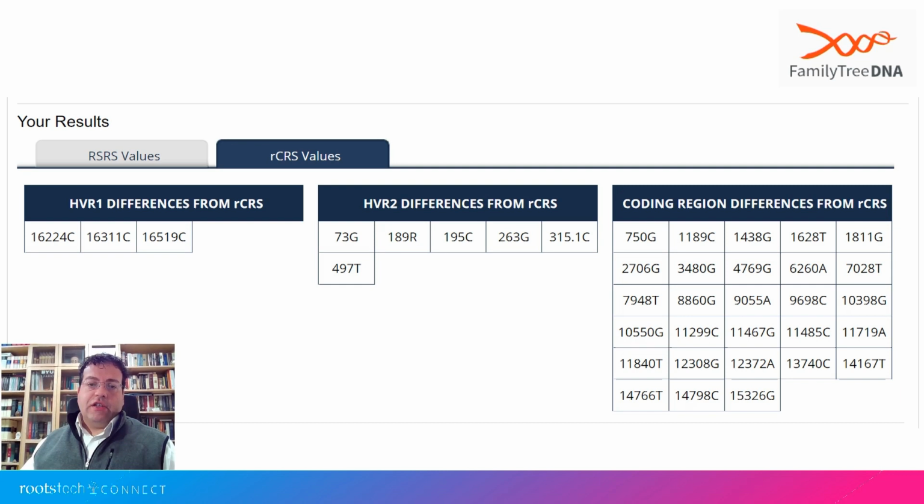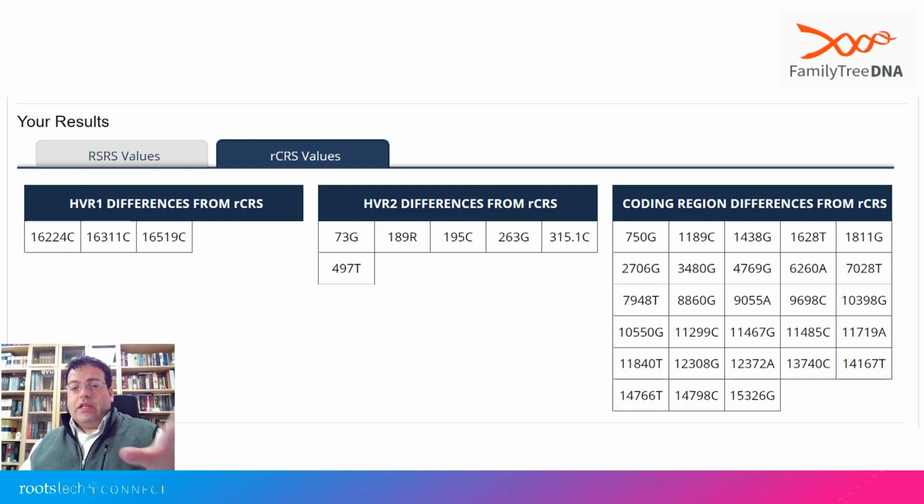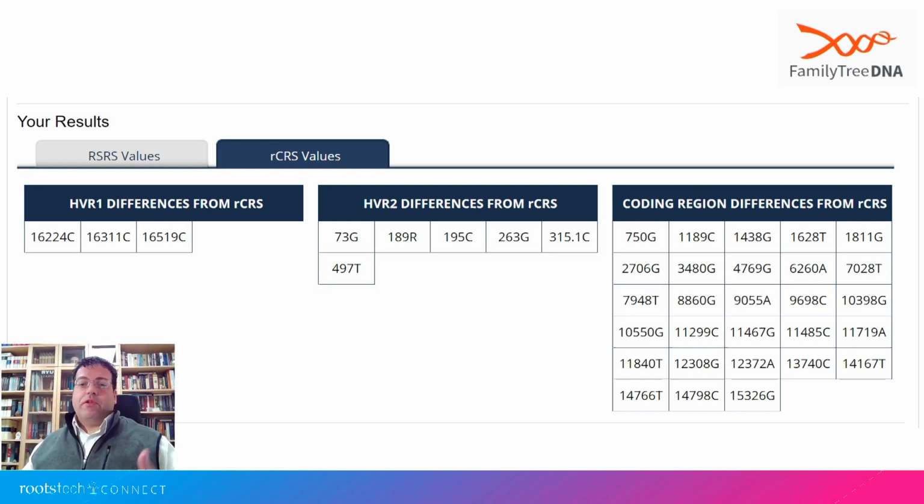So you see here the control region, the low resolution. You could find people that only had this type of test in the past. Many of the customers in Family Tree DNA in the past only bought this type of test. Or you can also have the coding region, which is what I purchased from them. And all these mutations match the mutations that I found in the lab, the ones that you saw before. So that's something Family Tree DNA will show you.